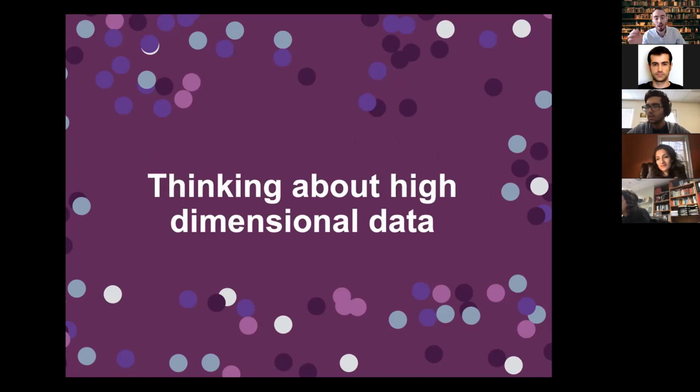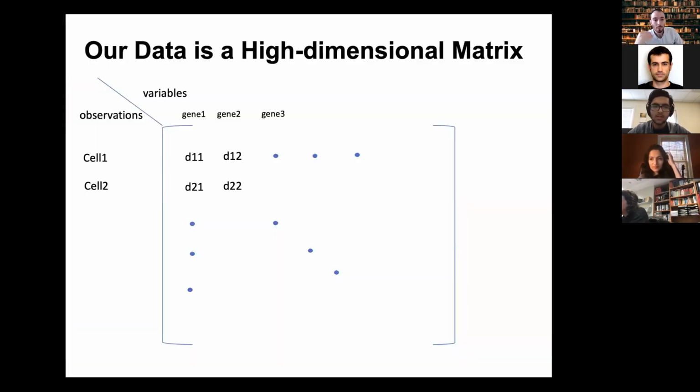To start, I want to reiterate some of the things we talked about yesterday to solidify a few of the concepts. The first thing is that the data we're looking at in this workshop, mostly single cell RNA sequencing data, is a high dimensional matrix. It's also true if it's ATAC-seq data, or CyTOF data, or a large collection of patient health records.